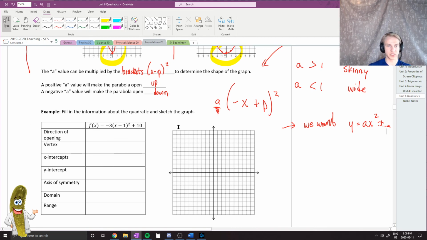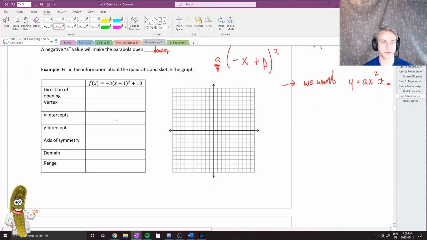So what we're going to do for these couple of graphs here is fill in the information about the quadratic, and we are going to sketch each of the graphs. Looking at this first, f of x is equal to negative 3 times x minus 1 squared plus 10. Right away, I can already tell that this a value is negative, so this parabola will open down.